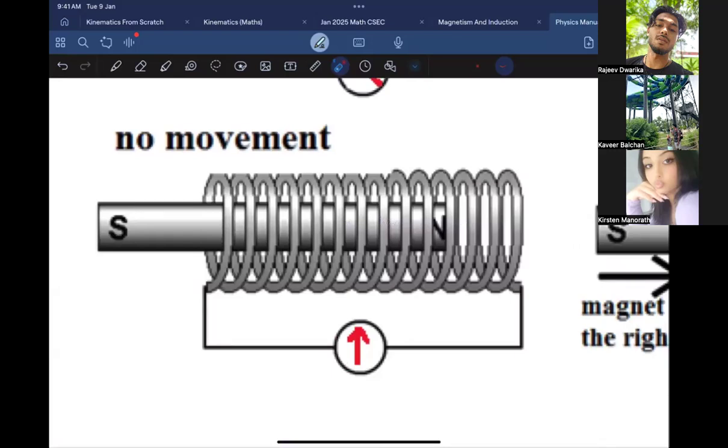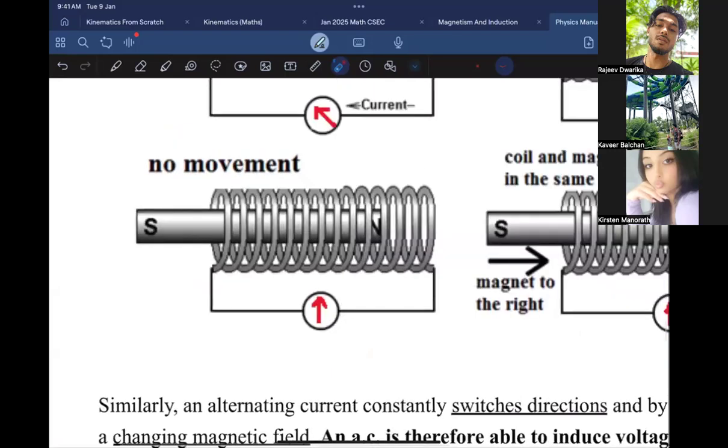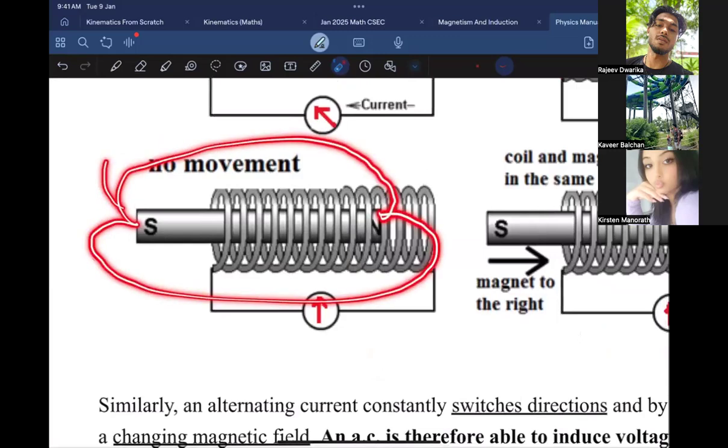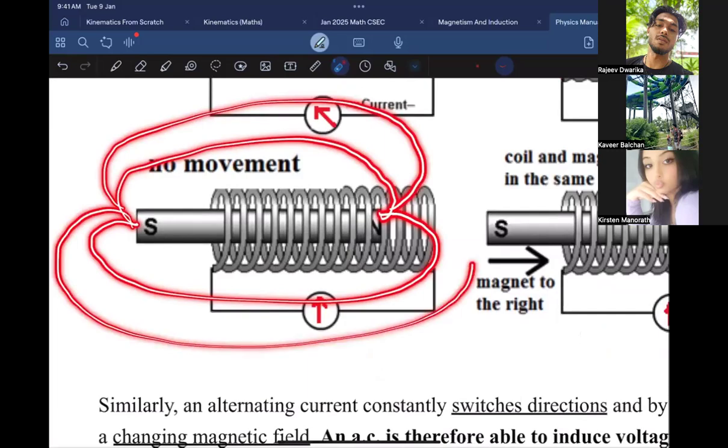So let me say it one more time. Justin, can you tell me what this is? What would I call this? The magnetic fields. Right, that's the magnetic field lines, or we call it the magnetic flux.